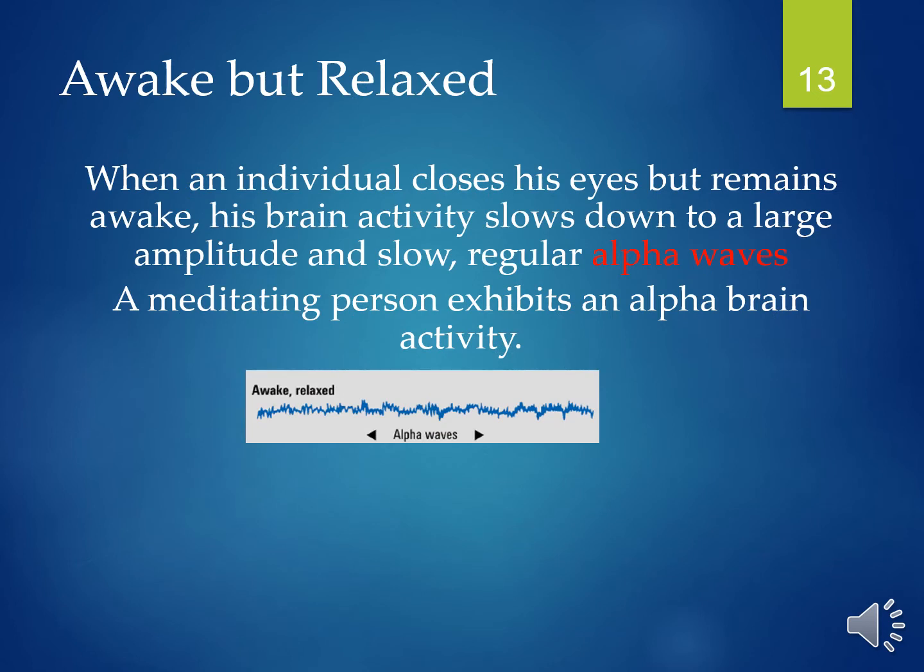Okay, so when an individual closes his eyes but remains awake, his brain activity slows to large amplitude, slow, regular alpha waves. So a meditating person exhibits alpha brain activity. Again, large amplitude, slow, regular waves called alpha waves. These are when you're relaxed, but you're not asleep. So a meditating person might show alpha brain activity.